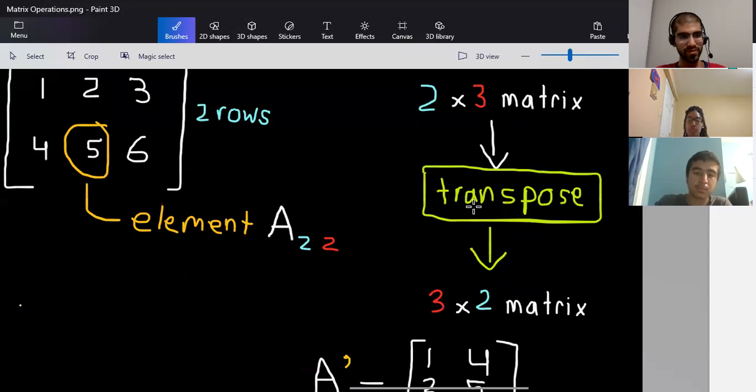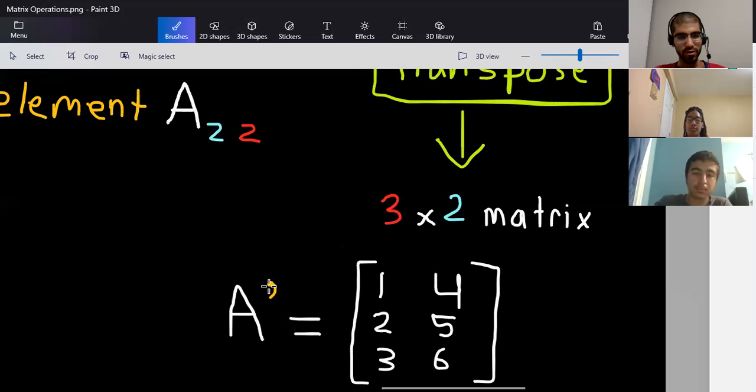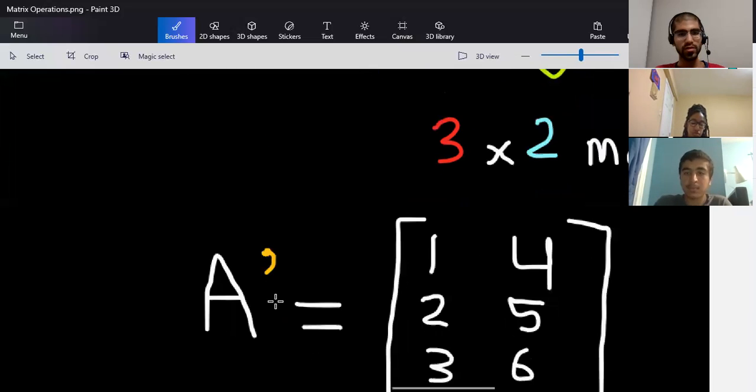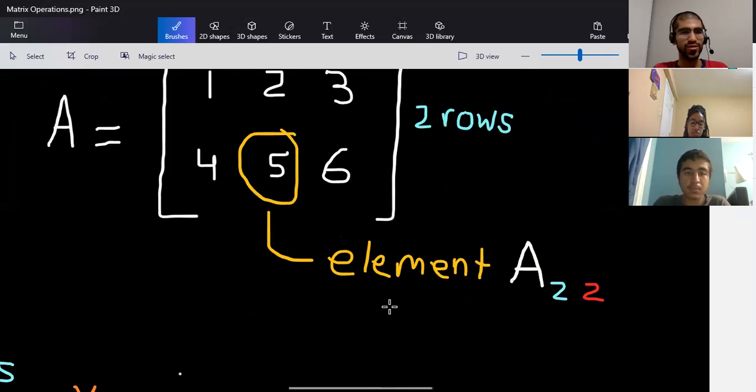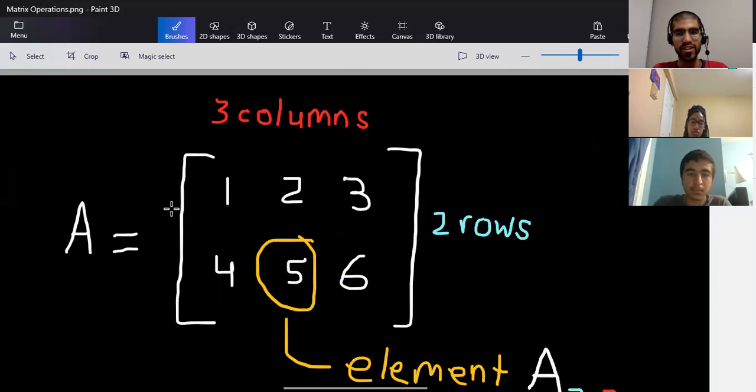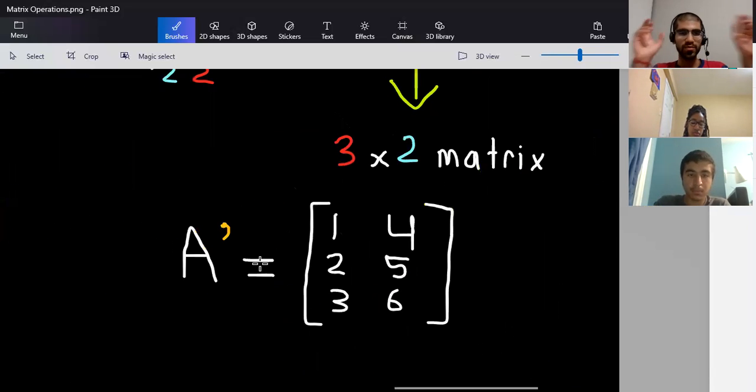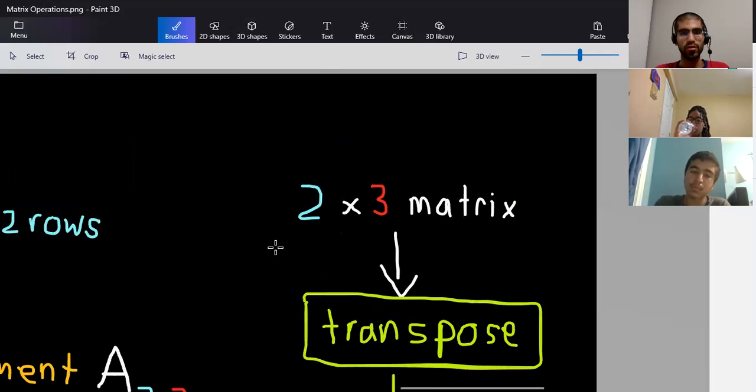Sound good? We have this little comma here. This is read as A transpose. It means, hey, there's a matrix over here that we defined as the variable A, and A with the comma is read as A transpose. That just means take the matrix and flip it. So you just reverse the rows and the columns.